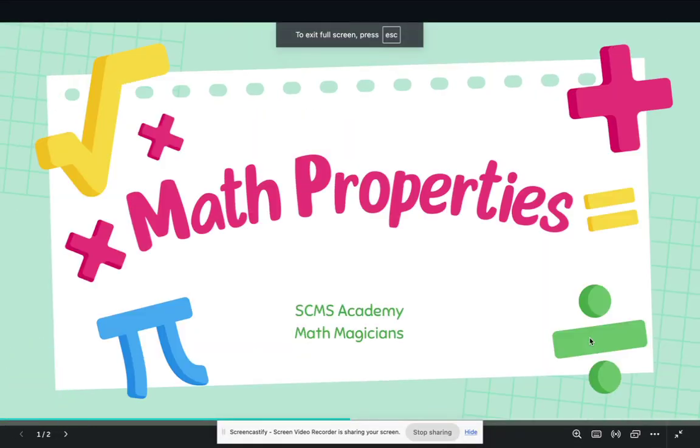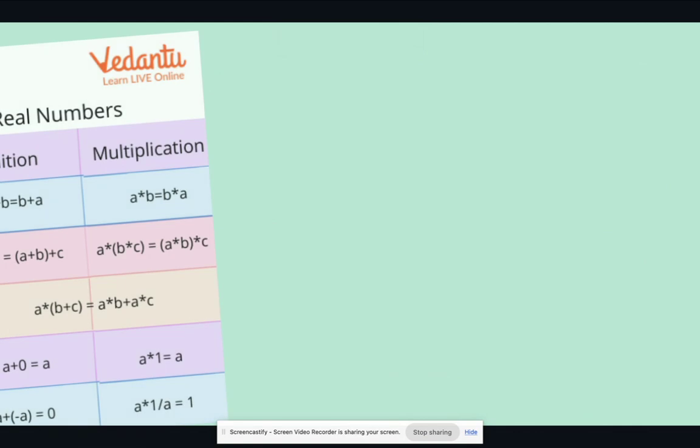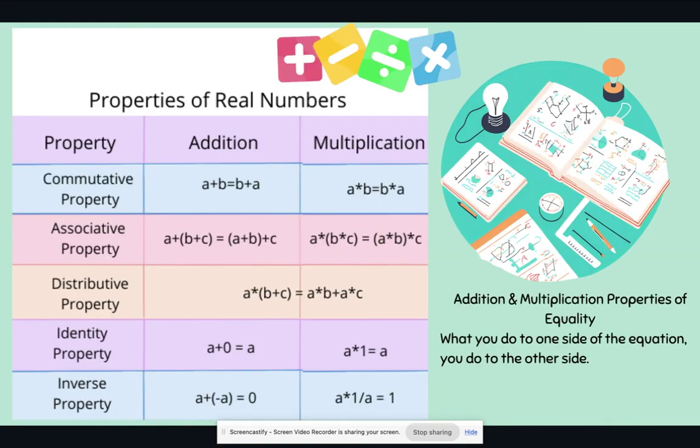All right, so the first property, we're going to go over quite a few of them really quickly, so you need to write these down, write all of them down, and then also write down how you're going to remember them. So, properties of real numbers: we have the first one, the commutative property. We have the commutative property of addition and the commutative property of multiplication.